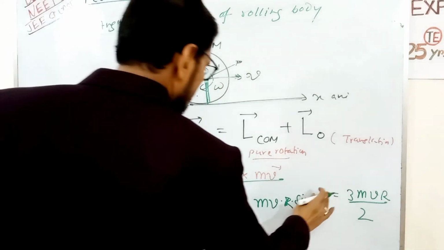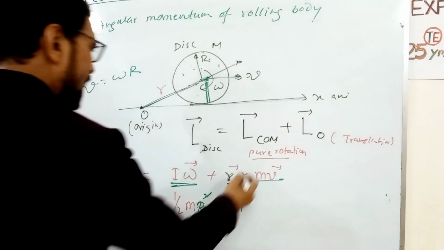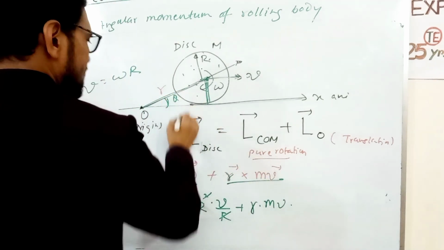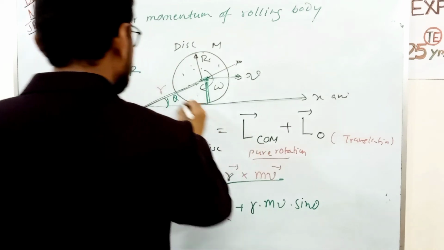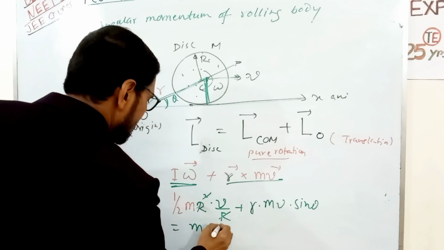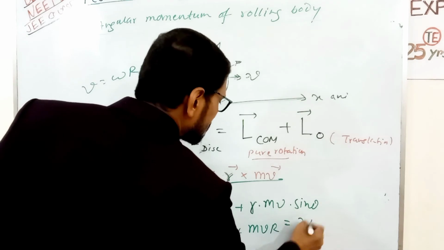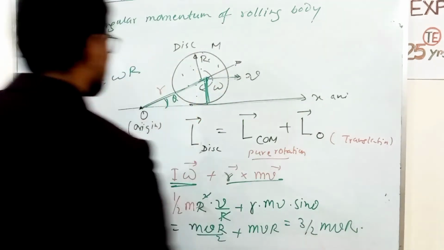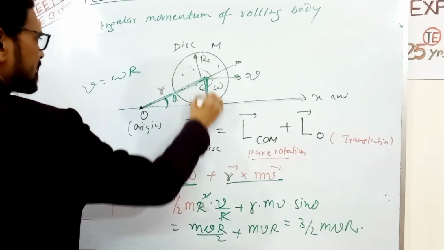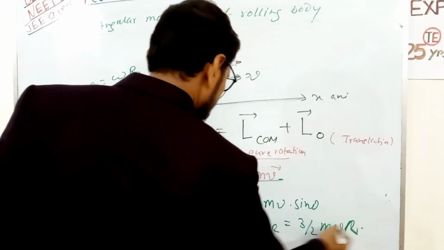And for r cross mv, we get r into mv into sin theta. Now what is r sin theta? Capital R sin theta equals capital R. So plus mvr, which gives 3/2 mvr, because r sin theta here is capital R.